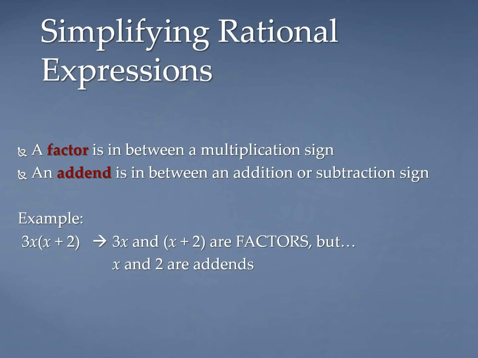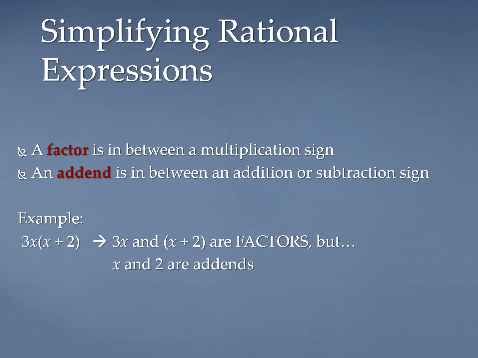3x is multiplying this quantity in parentheses, x plus 2. 3x and x plus 2 are factors. But because the x and the 2 in x plus 2 are separated by an addition sign, x and 2 are considered addends. Okay, you see the difference there? In between the 3x and the quantity x plus 2, you can picture a multiplication dot.